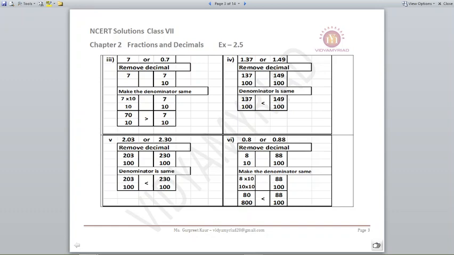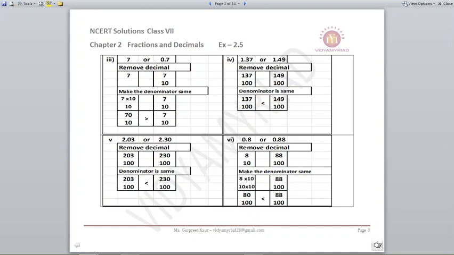1.37 or 1.49. If you see, after the decimal there are two digits. That means both will be divided by 100. So is 137 bigger or 149 bigger? So directly we can write down that 1.49 is greater than 1.37. Next, 2.03 or 2.30. Both of them have the same decimal places. So mentally I can see whether 203 is bigger or 230 is bigger. So 230 is bigger. So I can write 2.30 is greater than 2.03.